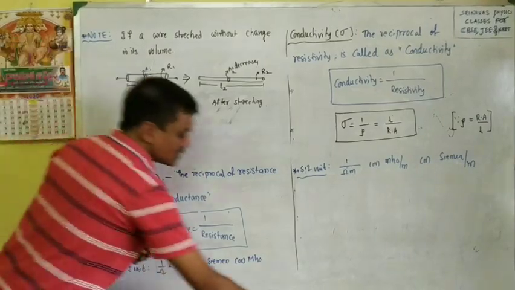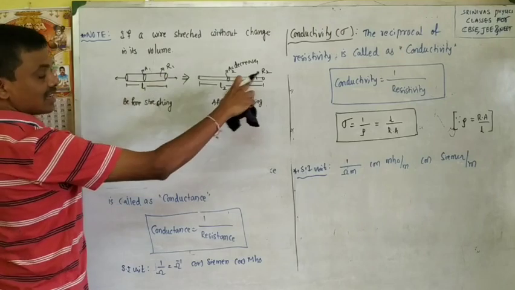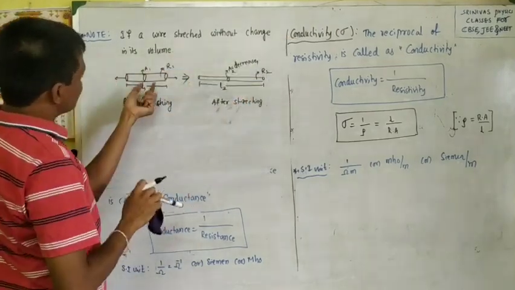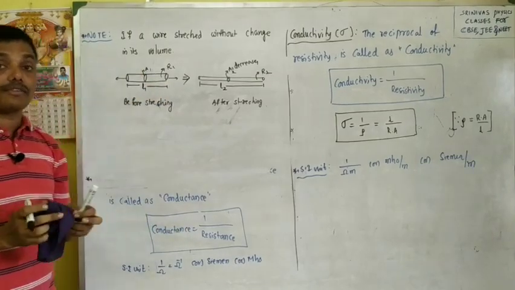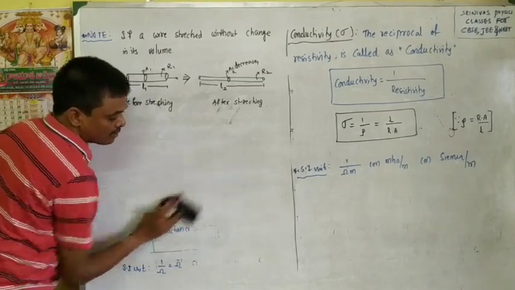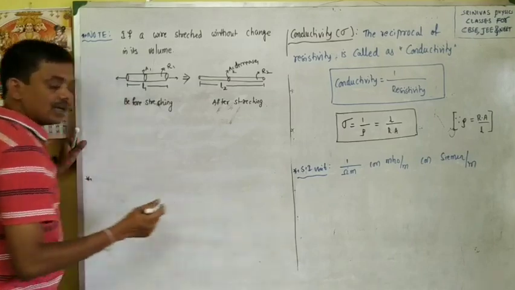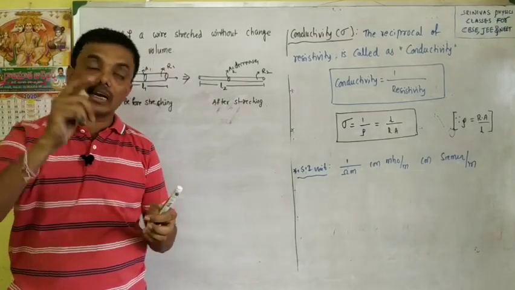In this case, how will the resistance depend? When we stretch this one, length is increasing but cross section is decreasing. That means the product of length and area is constant. What is the product of length and area? It is the volume. Volume is constant. In stretching, volume does not change. Only length increases and area decreases. It will become thinner and thinner.